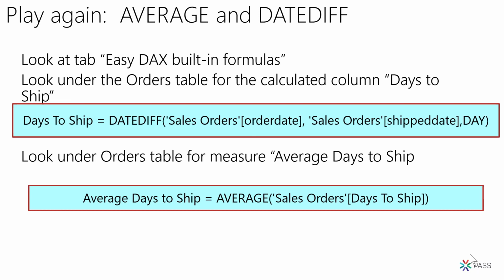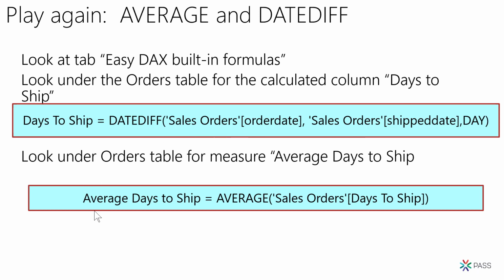Okay, let's do all that again by creating another calculated column and another measure. Our calculated column is going to be called days to ship, and it's going to take the difference between the order date and the ship date by day and put it into the DATEDIFF function. And then it's going to get a difference by day between order date and ship date. And you're going to get one value per row.